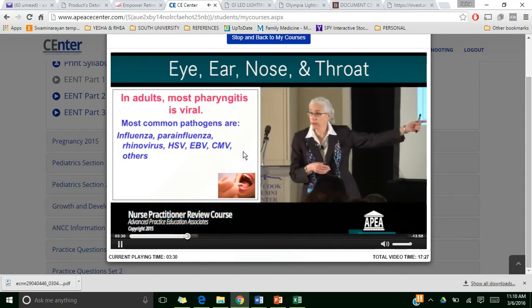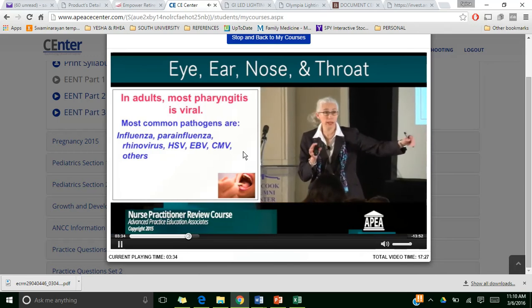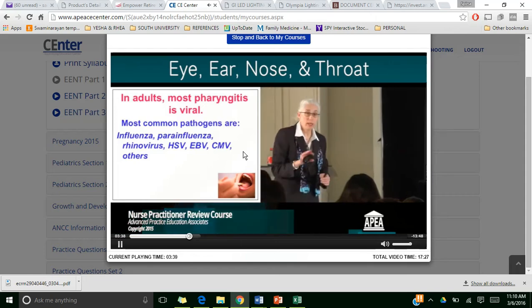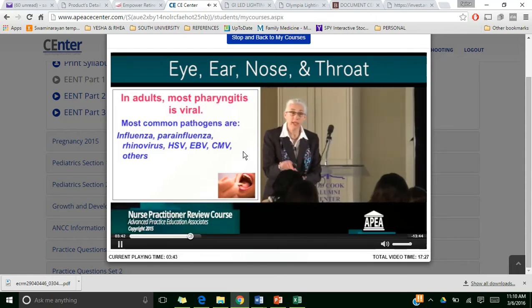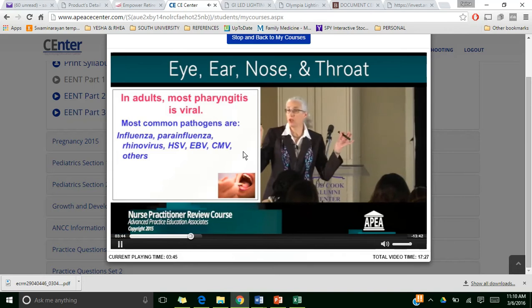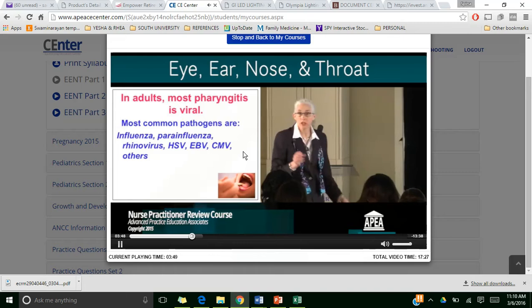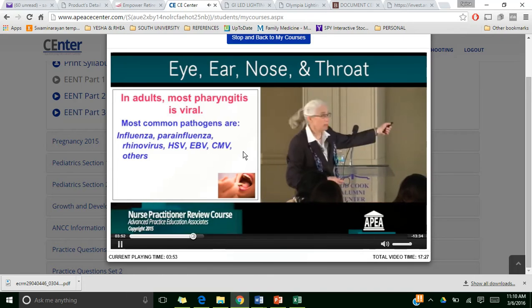In adults, the bottom line is most pharyngitis is viral, and these are your most common pathogens. So what about pharyngitis in adults? Most are viral. Sometimes it's secondary to an allergy, and it produces a postnasal drip that causes sore throat. But again, a number of things can produce sore throat in adults.